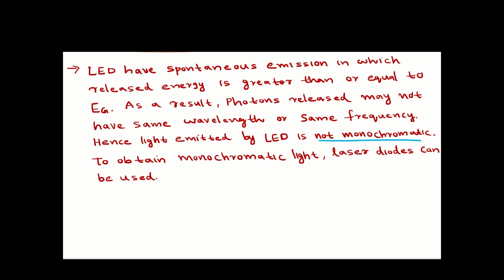Okay, so here I am saying direct band gap semiconductors are used for the fabrication of LEDs. Then they are emitting the light. These emitted lights are not in the same wavelength. That is why LEDs are known as emitting non-monochromatic light. Okay, the example for monochromatic light generation is the laser diode. A laser diode is emitting monochromatic light. That means the emitted light has the same wavelength, whereas in an LED it is not monochromatic light.